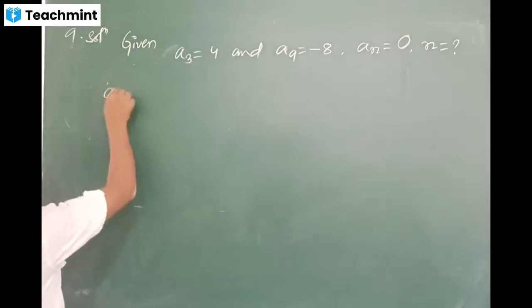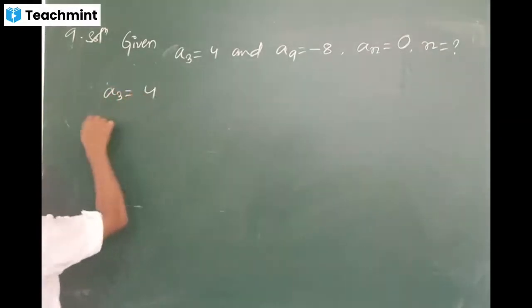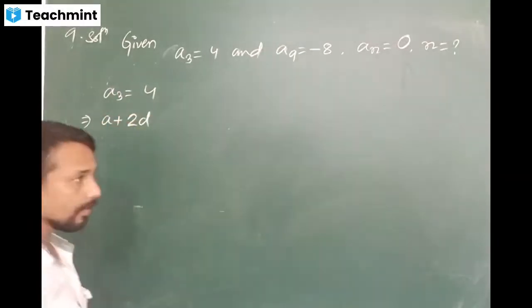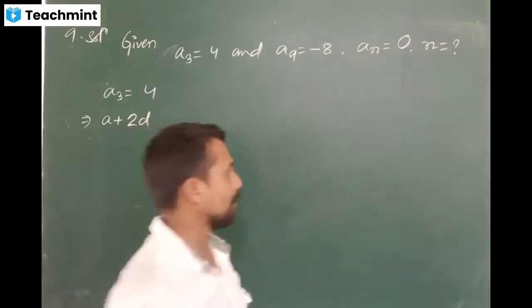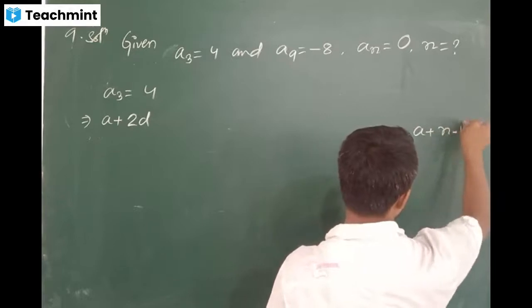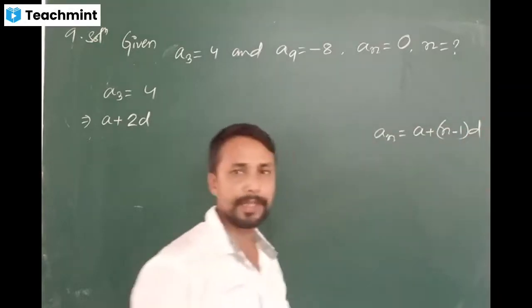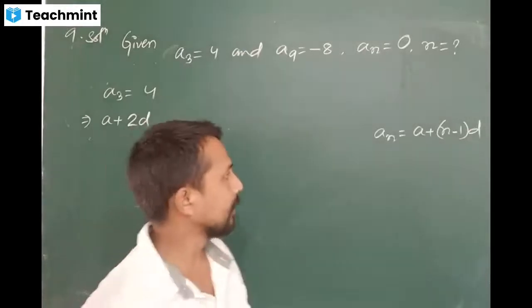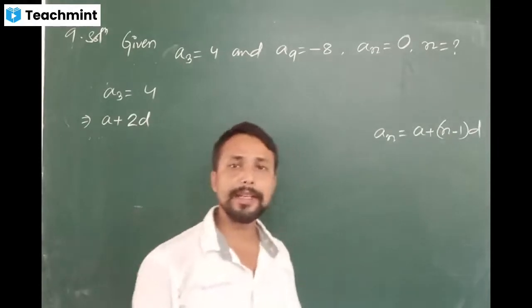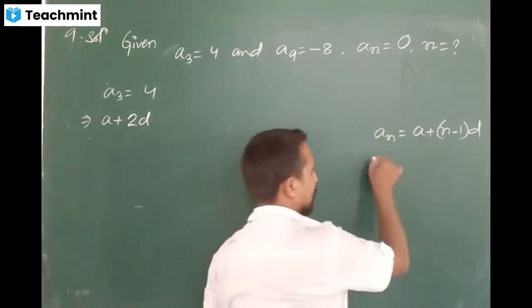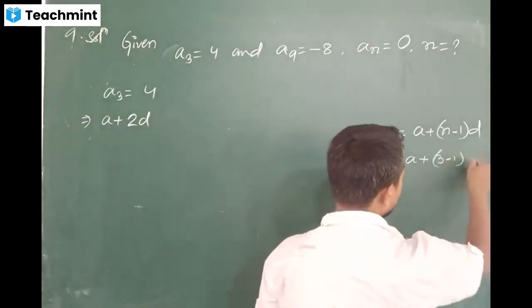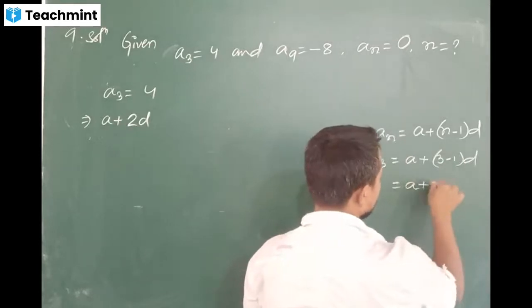As we know, A3 is equal to 4, or A3 is A plus 2D. Once again, how can we get it? An is equal to A plus n minus 1 into D. We are using this formula. Now, if we write 3 in place of n, A plus 3 minus 1 into D, or A plus 2D.